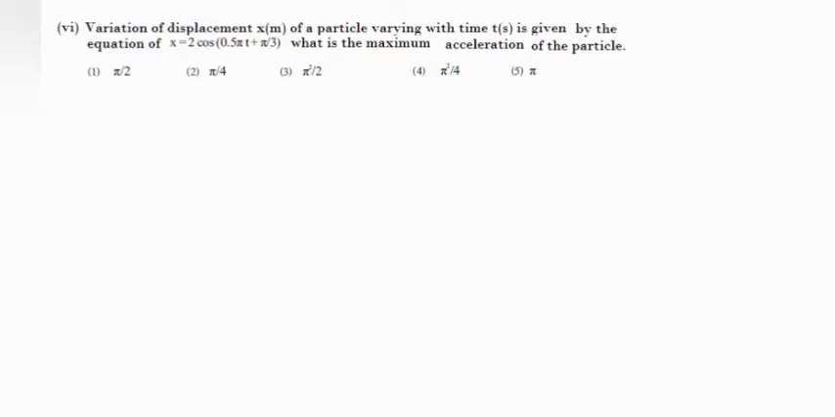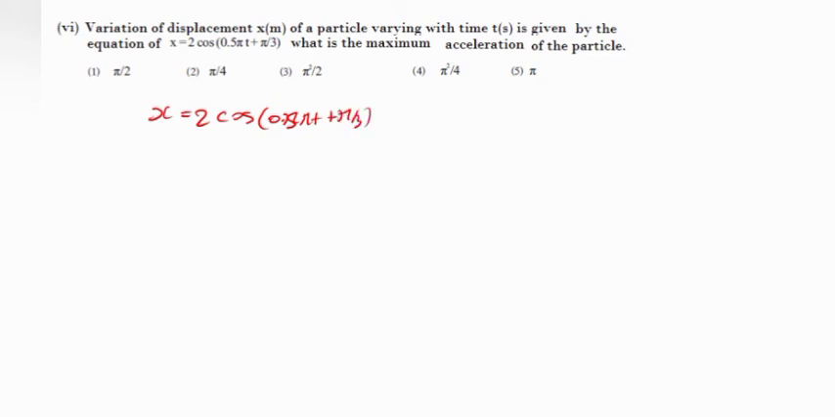The variation of displacement x of a particle varying with time t is given by the equation x is equal to 2 cos of 0.5 pi t plus pi over 3. What is the maximum acceleration of the particle? Okay, what is the maximum acceleration? Let me just find out one really important result from this one. x equals 2 cos of 0.5 pi t plus pi over 3.